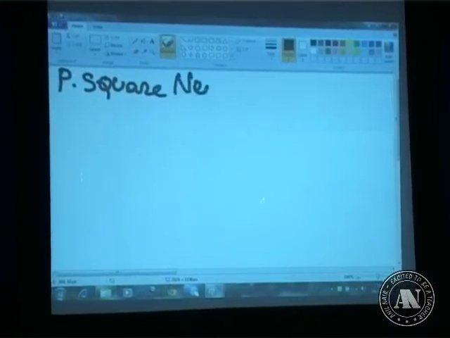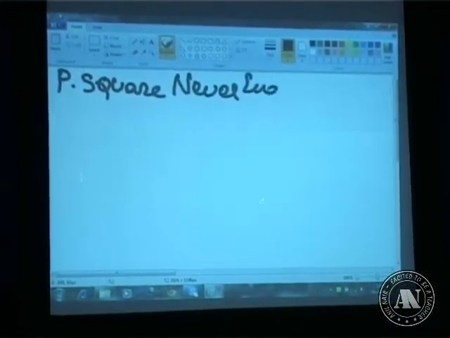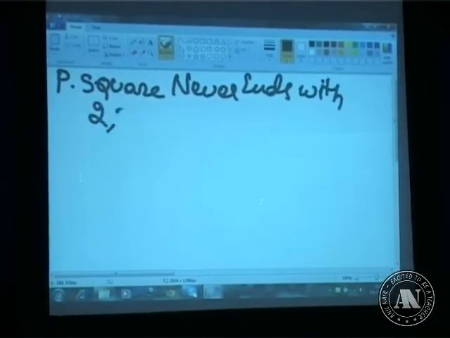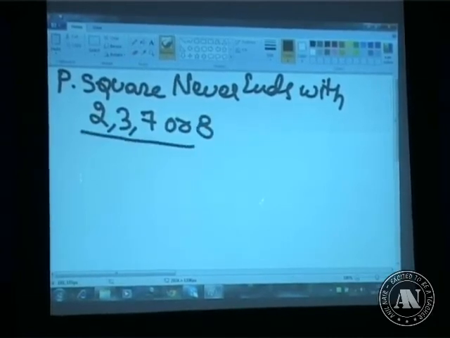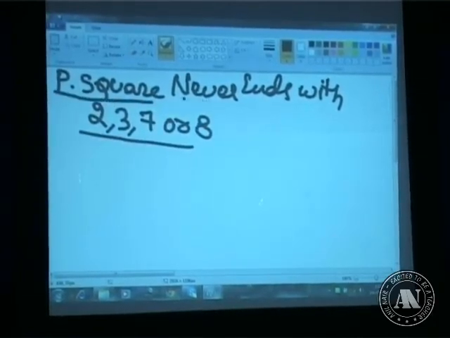Perfect square never ends with 2, 3, 7 or 8. Very, very important point. Perfect square never ends with 2, 3, 7 or 8. Now, why? We will see the proof.